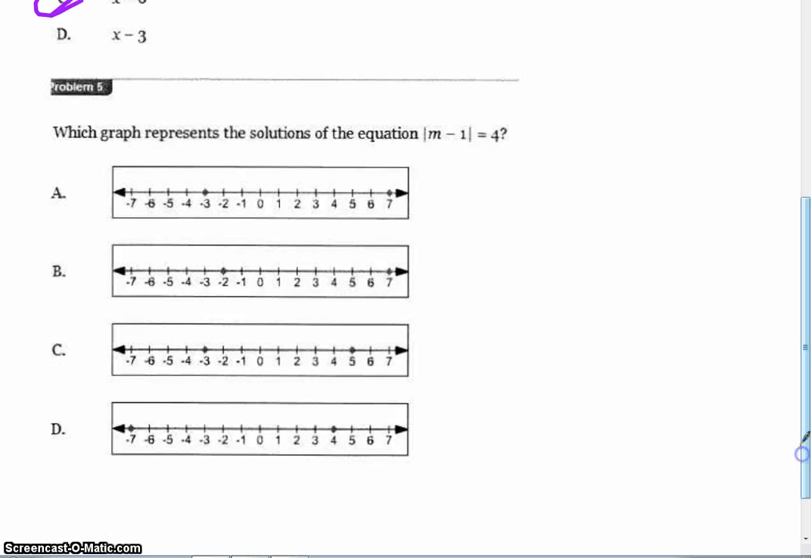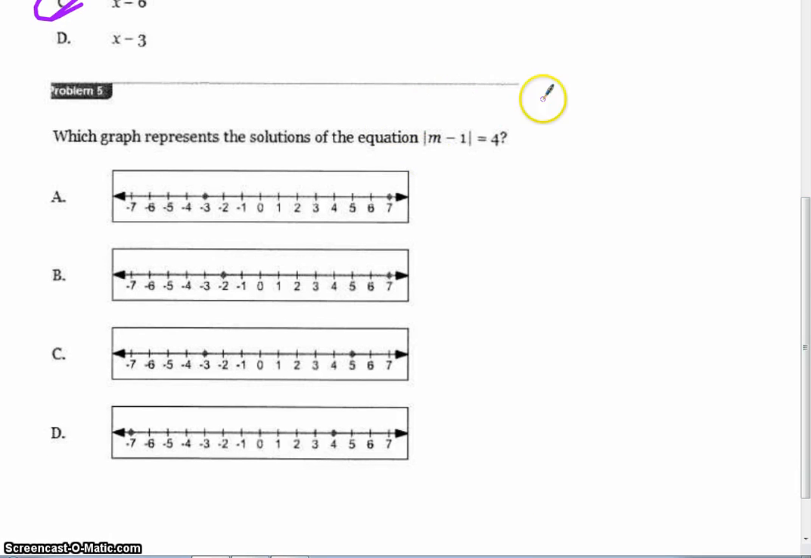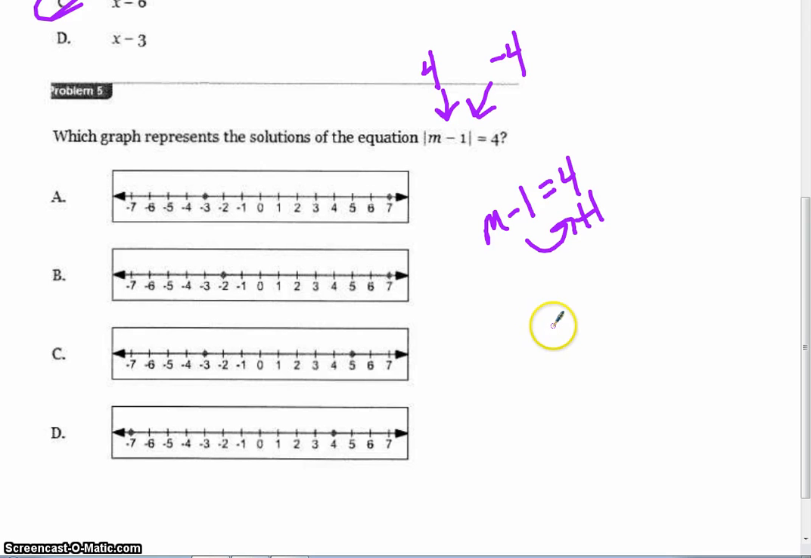Number 5, which graph represents the solution to the absolute value of m minus 1 is equal to 4? Well, first of all, the absolute value means always positive. So for it to equal 4, you either have a 4 or a negative 4 in there. Well, m minus 1 equals 4. What minus 1 is 4? Well, that would be 5, because if you brought this over and added it, you would get m is equal to 5. 4 plus 1 is 5.